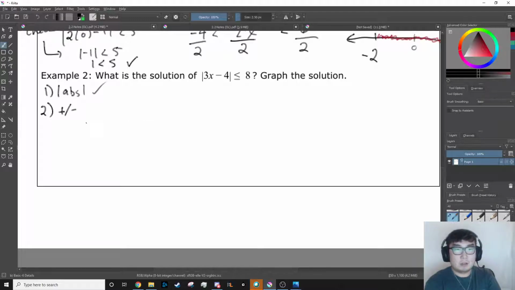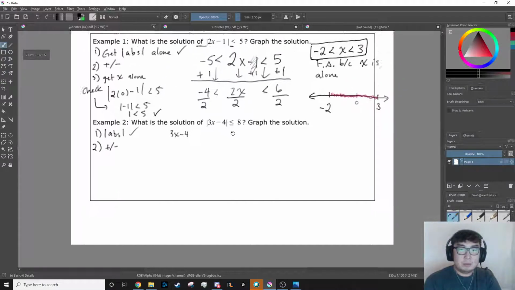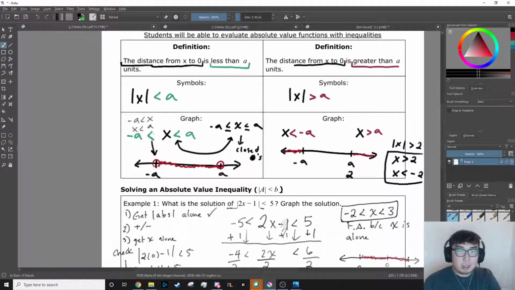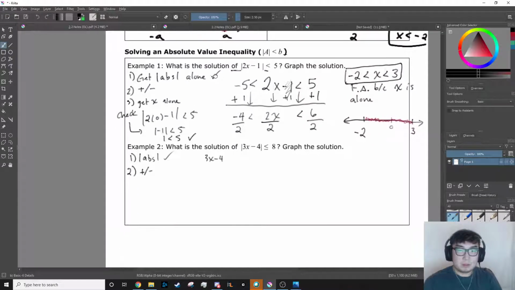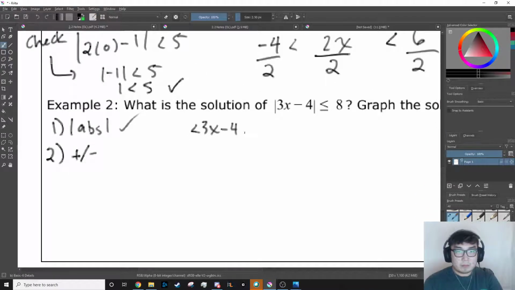Step 2, plus or minus, or we're going to make a positive and negative version. So I'm going to do this. 3x minus 4, and if it's less than or equal to, I use the symbol in the same direction. And do not forget the equal to, because this has an equal to, so I wrote my equal to's. 8 and negative 8. I made my positive and my negative version, as in this right here became positive and negative.